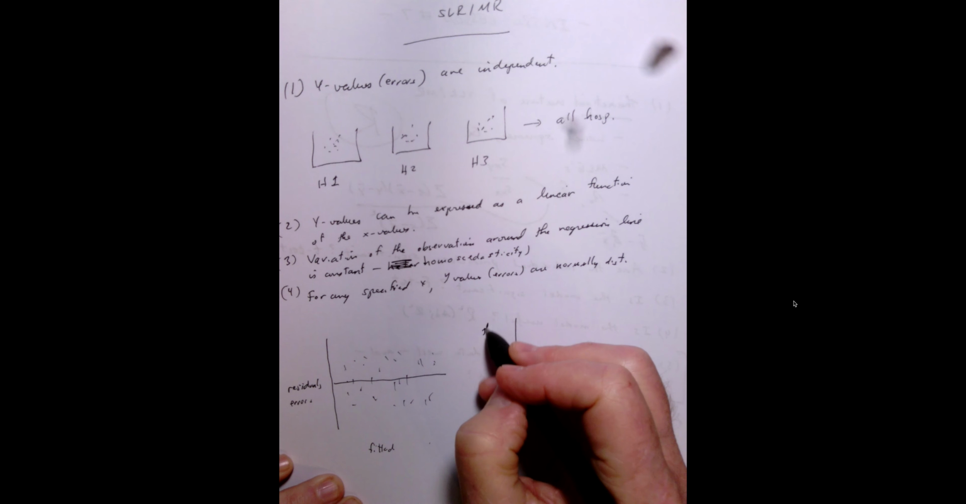When we check the normality of our errors, we actually look at the standardized residuals over the theoretical residuals.